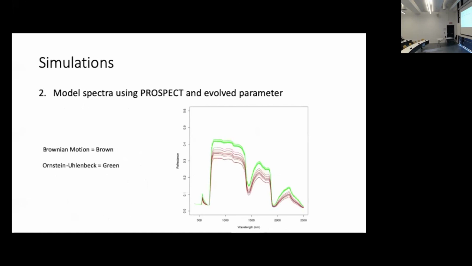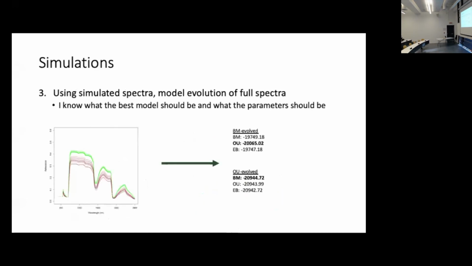I input the structure parameter into the PROSPECT radiative transfer model and generate these evolved spectra. Here we can see the spectra in brown have evolved under Brownian motion, and the spectra in green have evolved under Ornstein-Uhlenbeck, where you can see it has a much smaller range of variation due to selection towards this optimum. Then the next step will be to use these simulated spectra and model them using the approach that I described earlier. I know what the best model should be, and I know what the parameters should be, so I should be able to see whether I am getting what I expect.